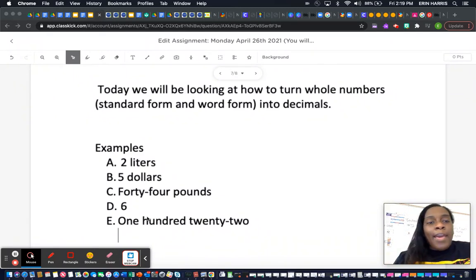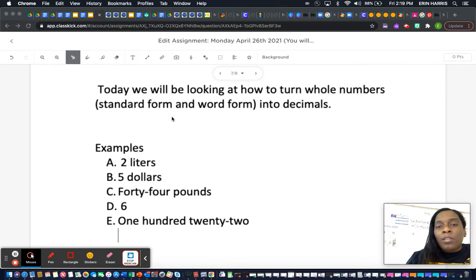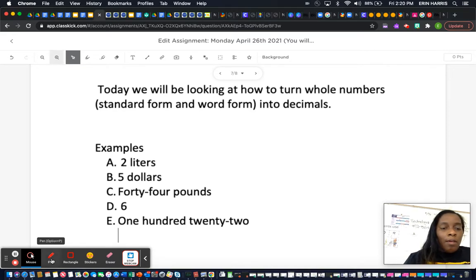All right. Hi class. So today we're going to be looking at how to turn whole numbers that are in standard form, which is just the way a number is written, and turning word form numbers into decimals. So I have some examples here, and I'm going to start with A.